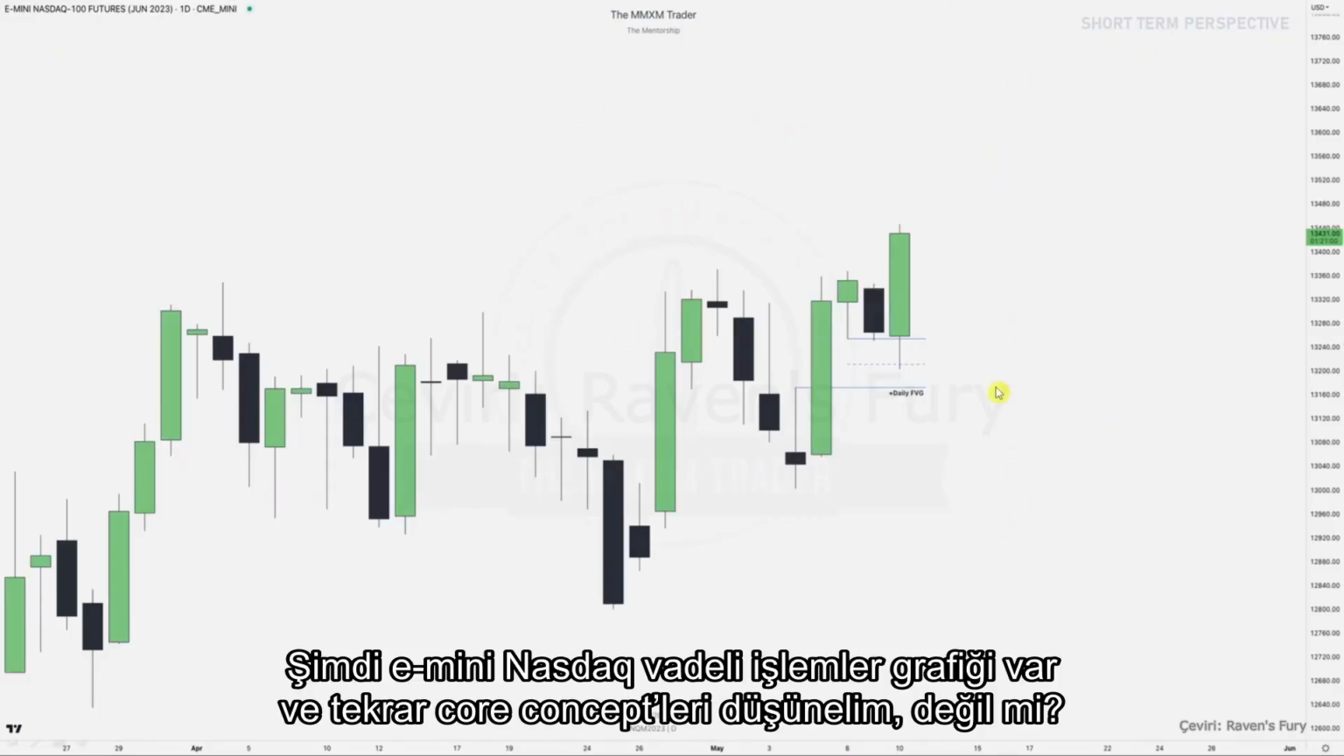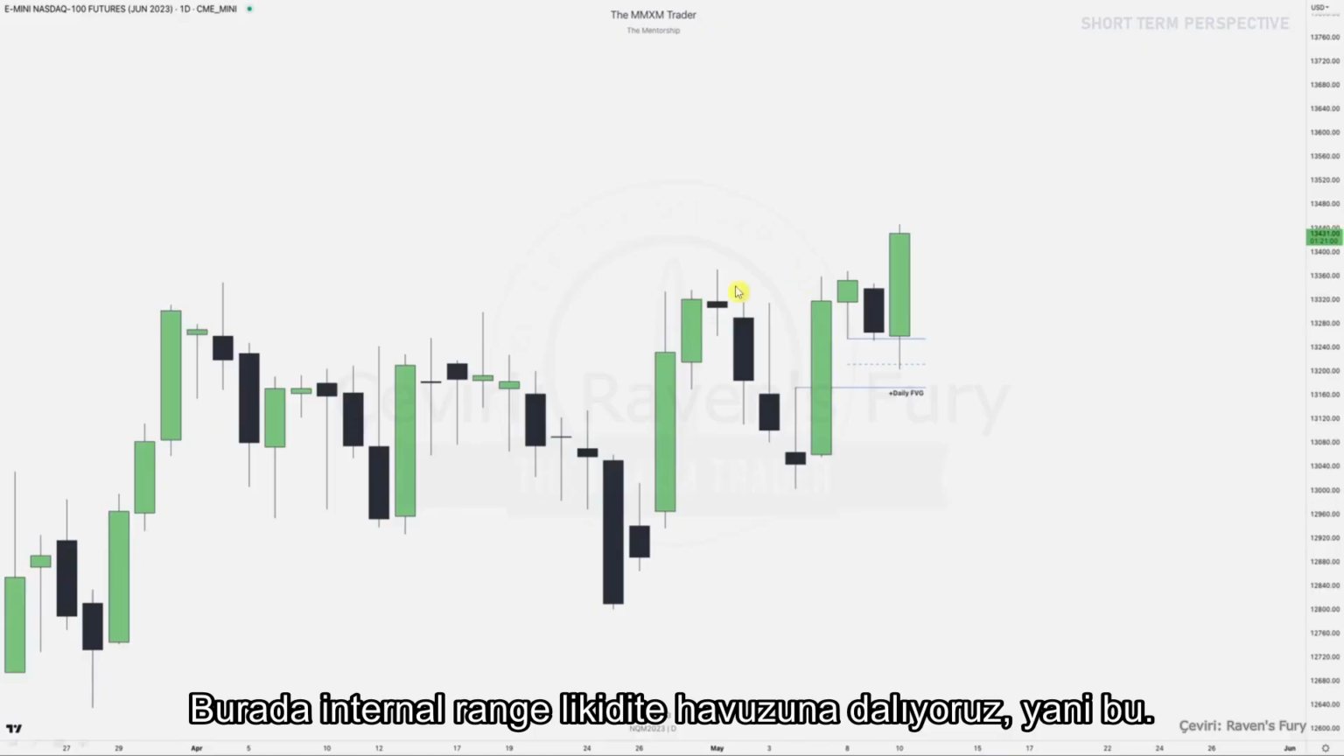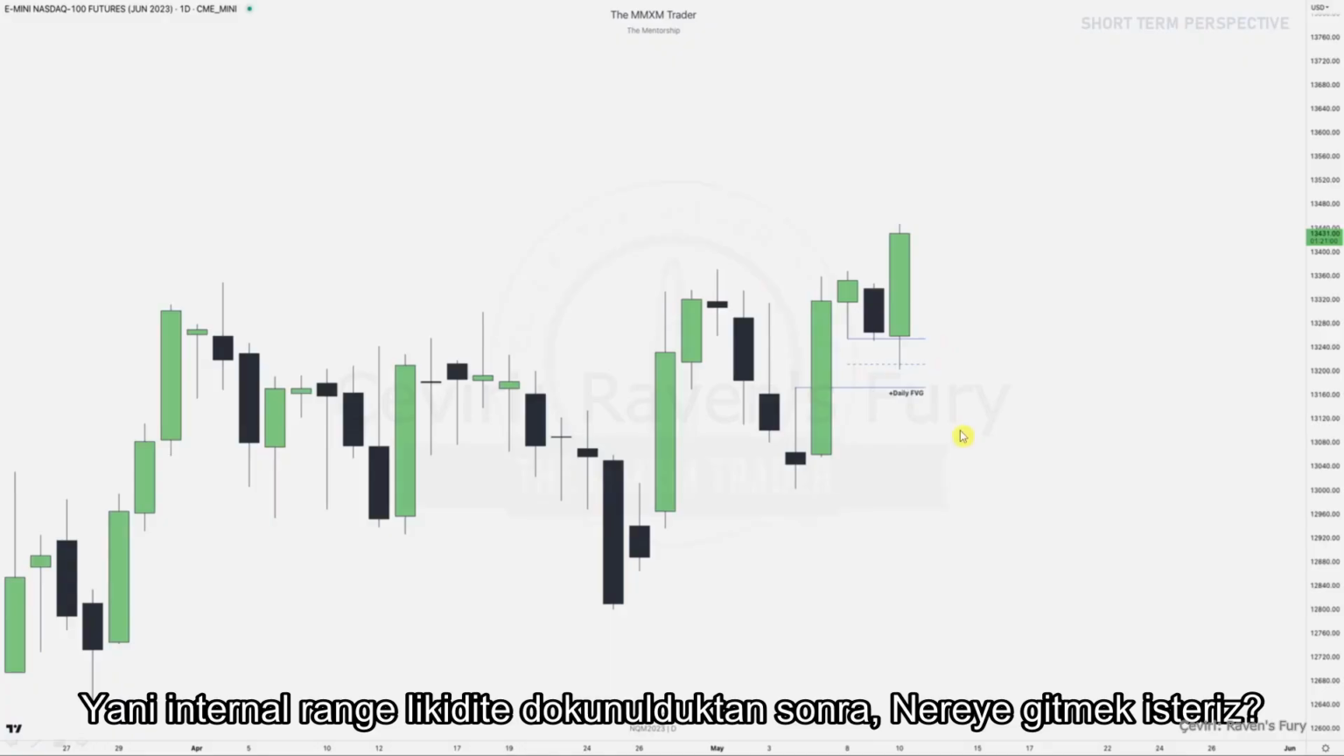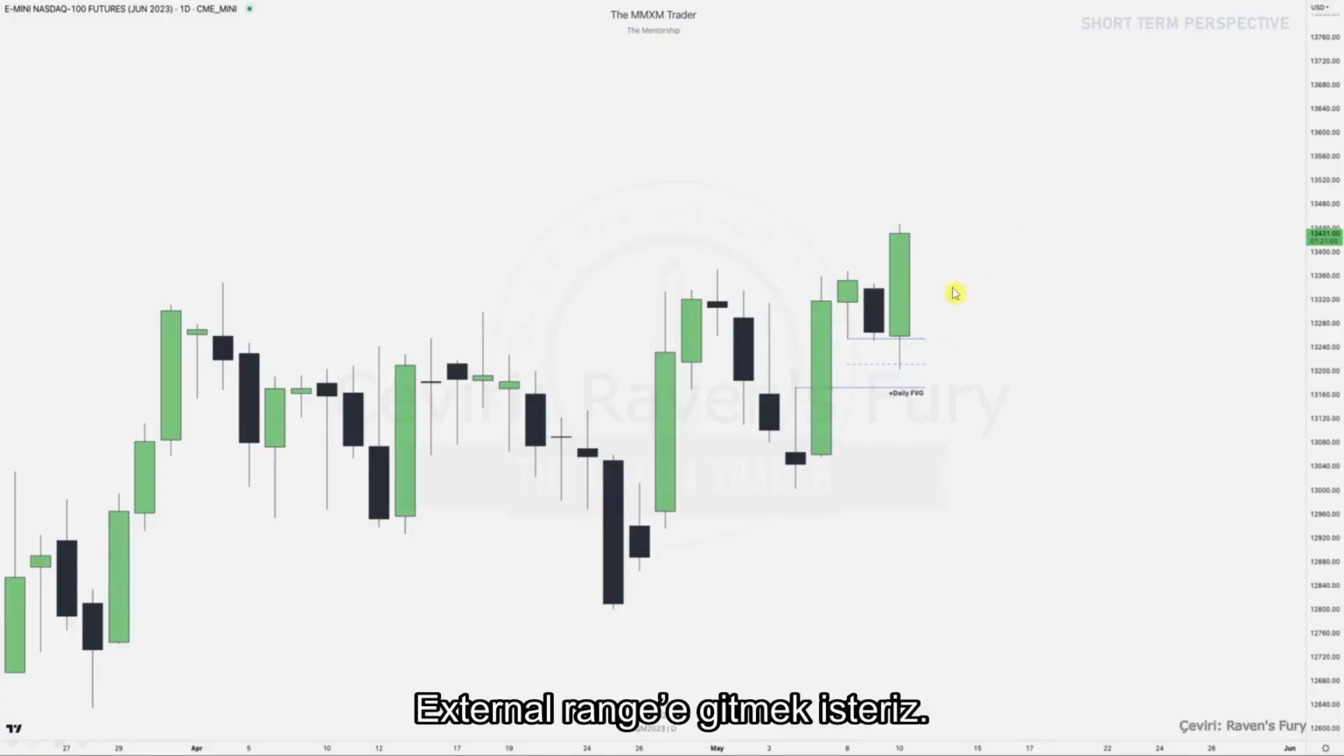Right, over here we've got an E-mini Nasdaq 100 futures chart, right? And think about the core concepts again, right? We're dipping into an internal range liquidity pool over here, which is a daily fair value gap. So after internal range liquidity has been tagged, where do we want to go? Right, we want to go to external range. So we're looking from internal to external. So that's step number one.